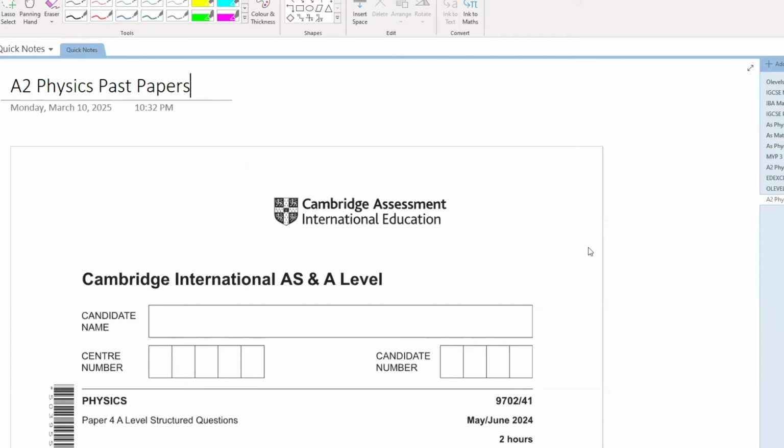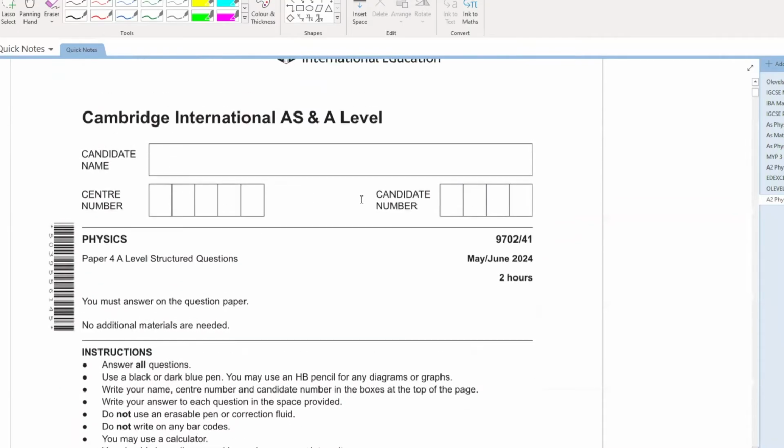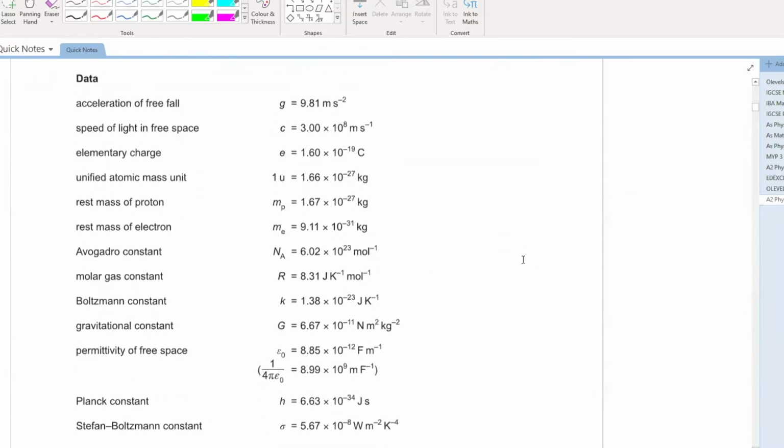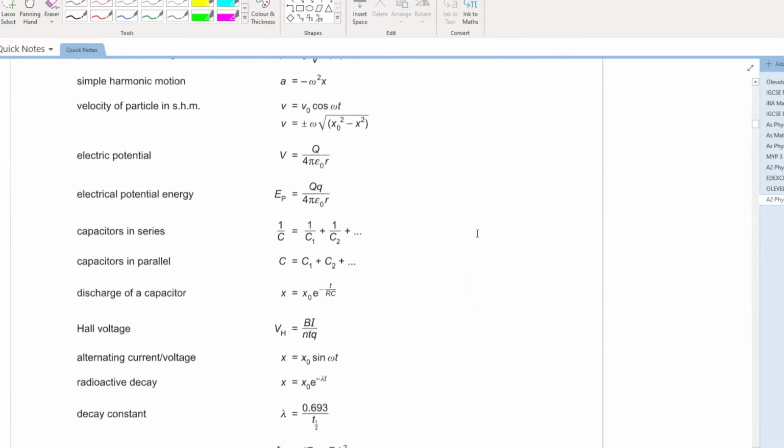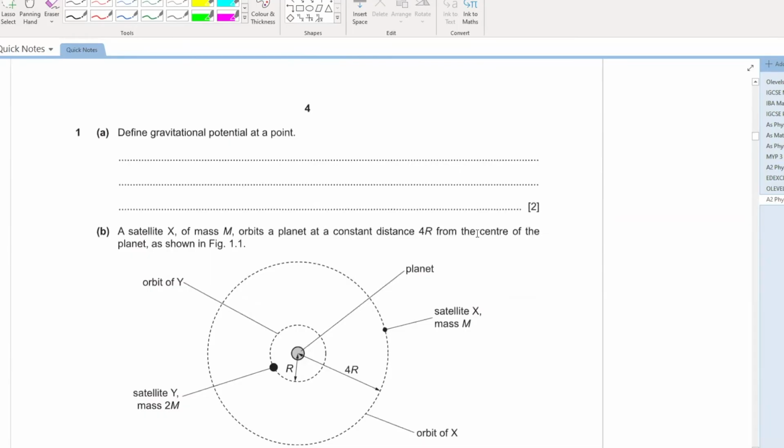Please take out this paper. Let's start with this paper. Okay, so let's see this. This is paper 4, variant 1. Some constants, and let's move on to the first question.